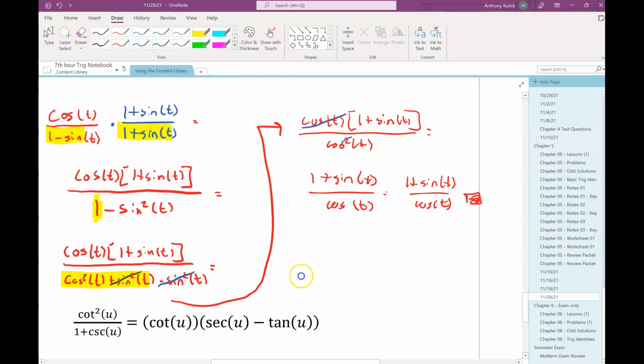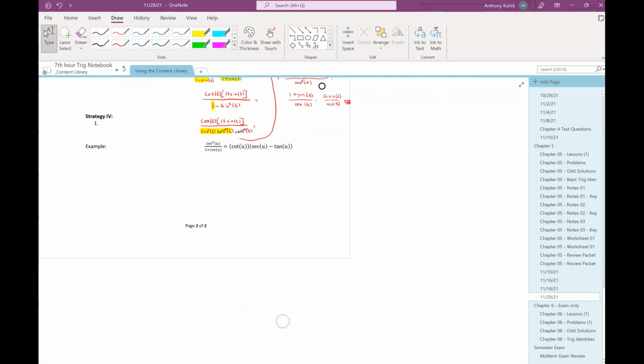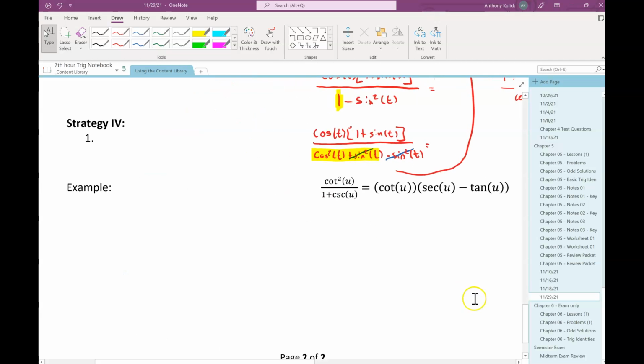Cool. Okay. All right. I think this is our last example now. Let me just double check before I lie to you guys again. Oh, we have one more strategy here to employ on this one. Okay. Our last strategy is to work on both sides and meet in the middle.